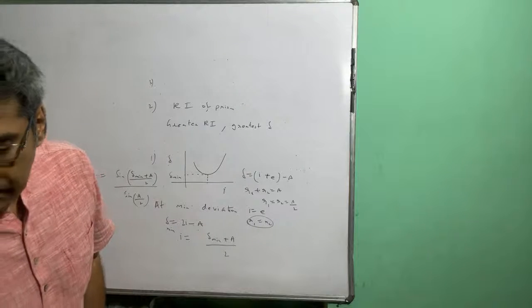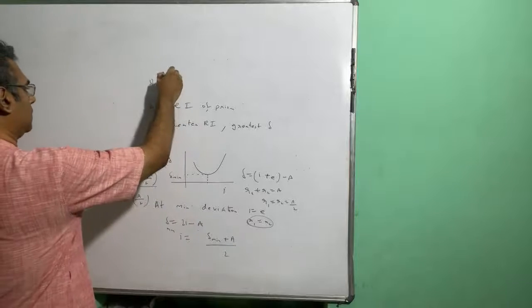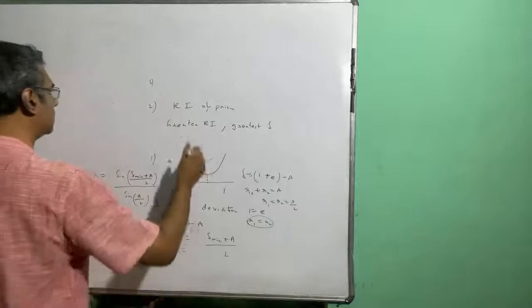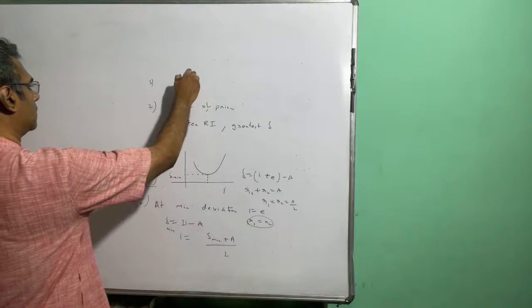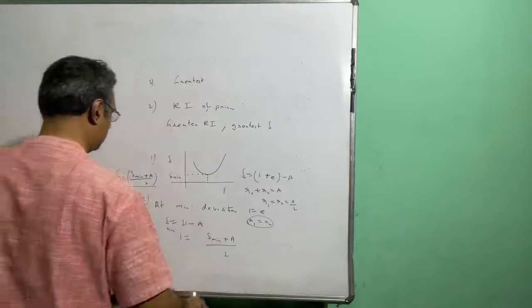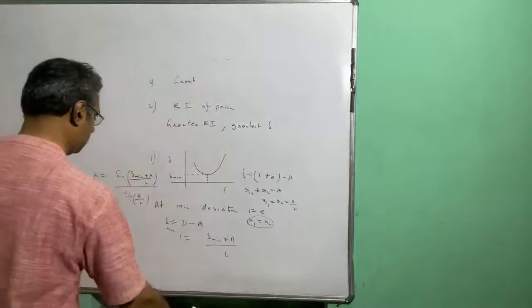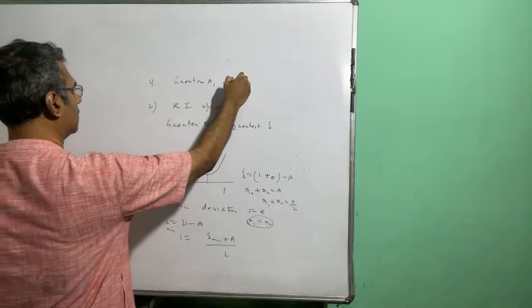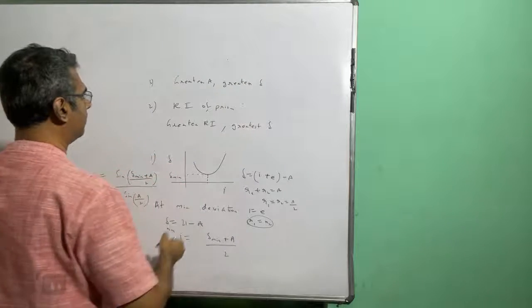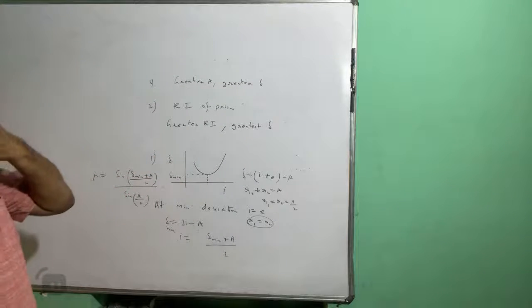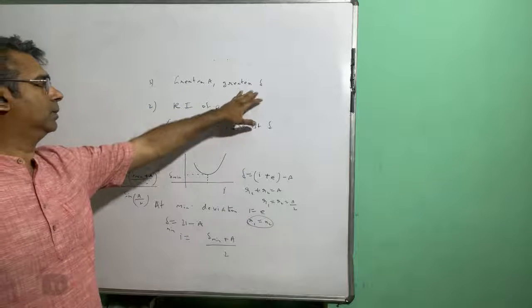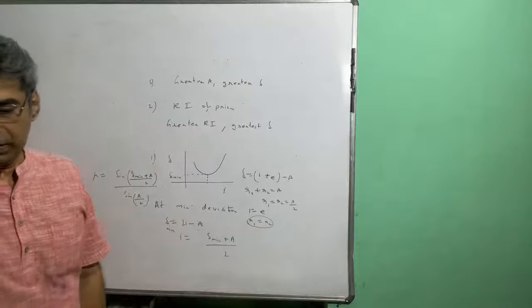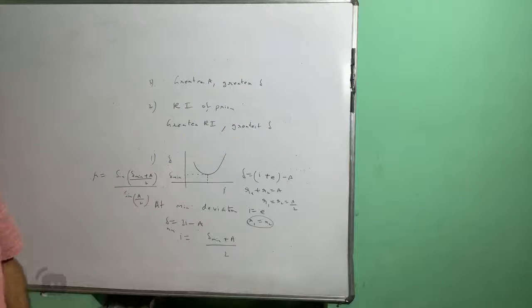Then we come to number 3, the angle of the prism. Greater is the angle of the prism, greater is the deviation.